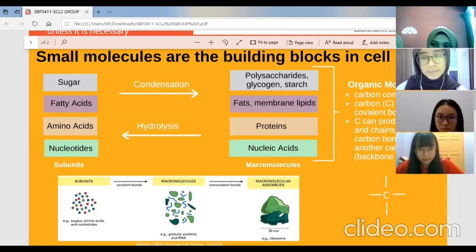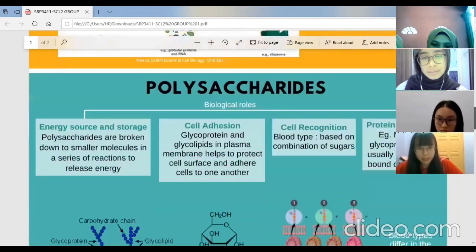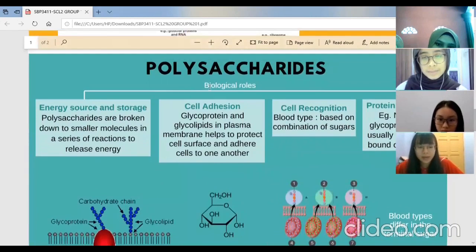So next, I will talk about the polysaccharide. Polysaccharide is the polymer of monosaccharide. To form polysaccharide, the monomers involved are glucose units which are linked by glycosidic bonds. So now I will talk about the biological roles. The first one is energy source and storage. Polysaccharides are broken down to monosaccharides to release energy by undergoing a series of reactions.